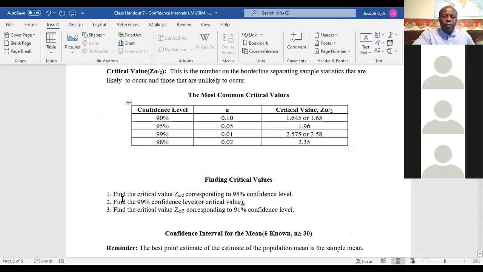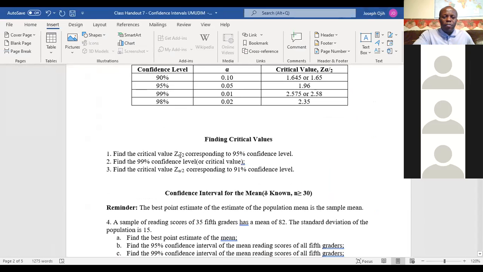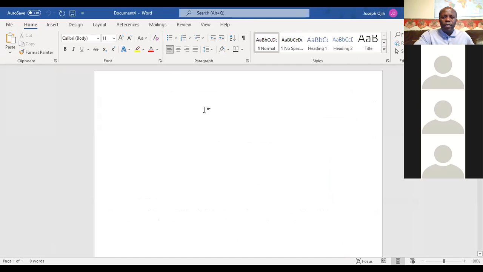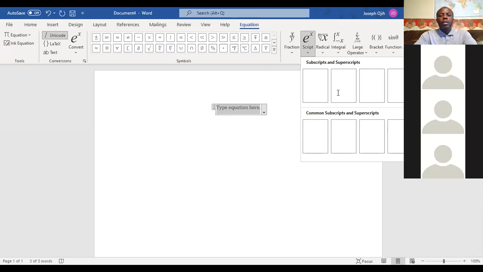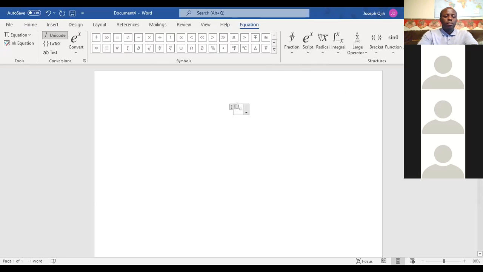It says here, find the critical value Z alpha over 2 corresponding to 95% confidence level. The shortcut formula that I use for it, let me write it down and then bring it here. I'll take you to the other workbook. So Z alpha over 2.